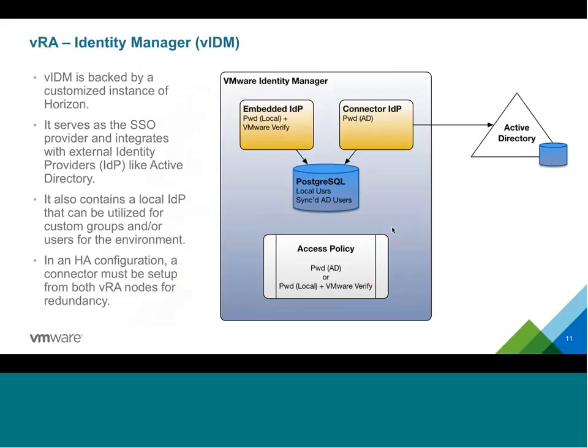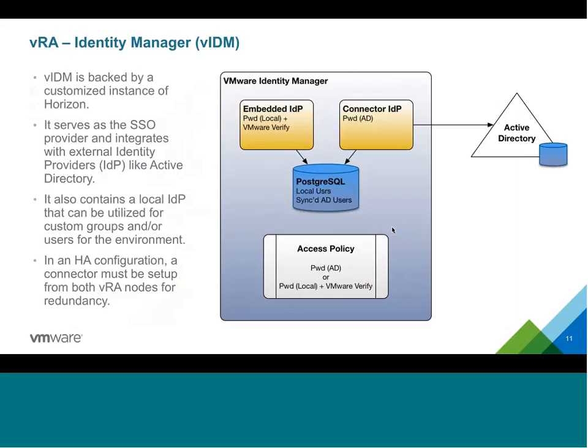So in a typical high availability configuration, if you have multiple vRealize appliance VMs or Cafe appliances, then a connector needs to be set up for both vRA nodes for redundancy. So that if any of the VMs goes down, the other will take care of the authentication portion.